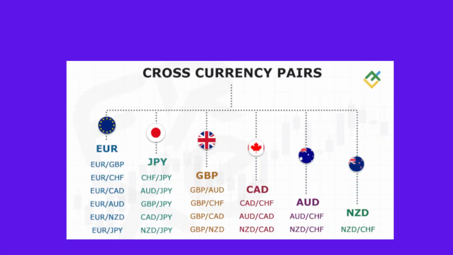Cross currency pairs are those currencies that do not pair with the US dollar, but pair with other currencies. Let's take euro, for instance. Euro is paired with GBP, CHF, CAD, Australian dollar, New Zealand dollar, and Japanese yen. But remember, major currency pairs, which I said are those currencies that pair with the US dollar, but cross currency pairs do not pair with the US dollar, they pair with other currencies.